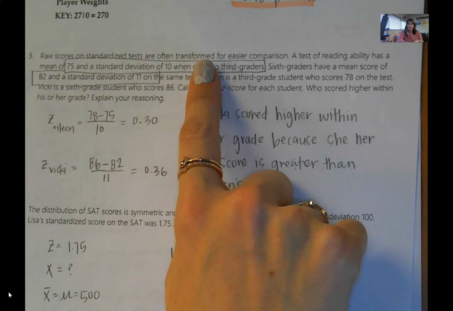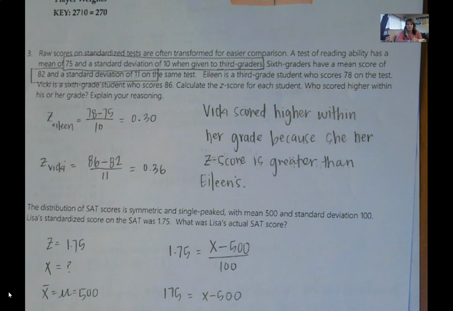When you go through and you get a problem like this, just make sure that you're being very careful to keep your information straight, that you're keeping Vicky's information with the mean and standard deviation and Eileen's, because that's one of the things that can trip you up on these, because they give you so much information at once. So just be careful on that.